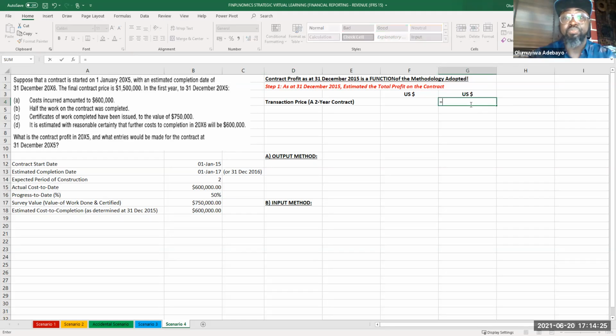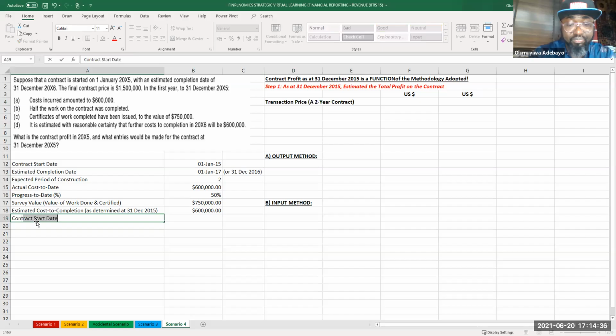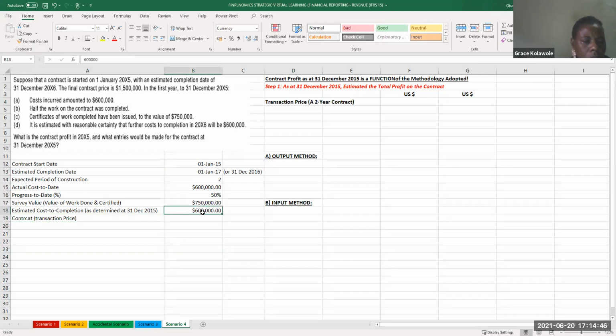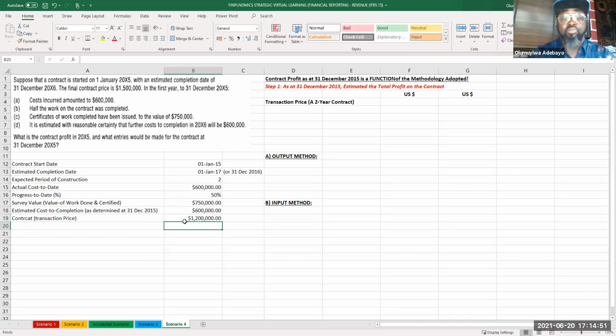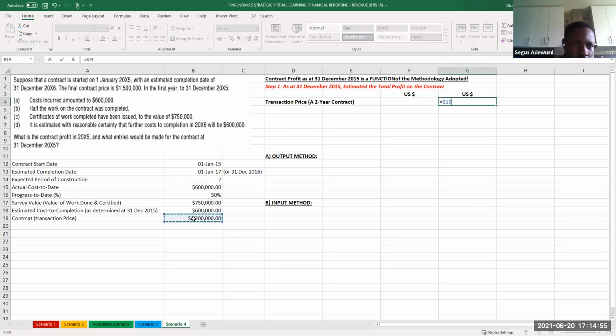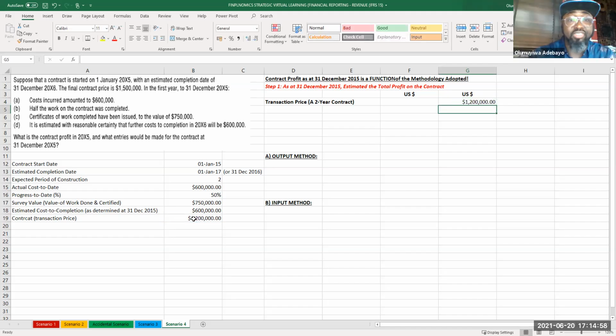And what is it? The contract price is simply the transaction price, $1.2 million. Therefore, I don't think it's 1.2 million, it's 1.5. Okay, sorry, 1.5. Thank you.